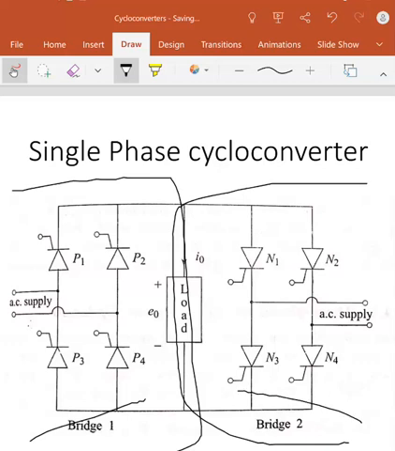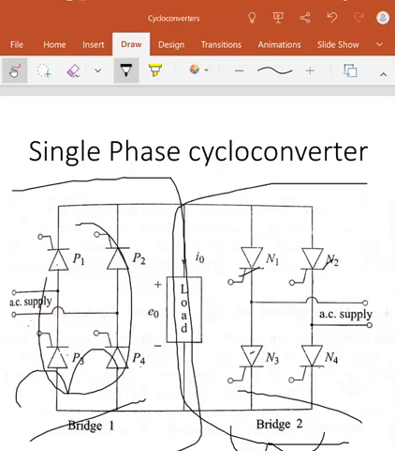It means to say, if you turn on P1 and P4 and P2 and P3, we will be getting continuous positive cycles, and if you turn on N1 N4 and N2 and N3, we will be getting continuous negative cycles, and in a similar way we will be getting the waveforms. If you want positive cycles, turn on the first converter or use bridge 1. If you want negative cycles, use bridge 2. In this way it is going to work. Fine.